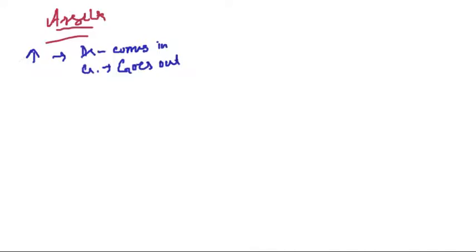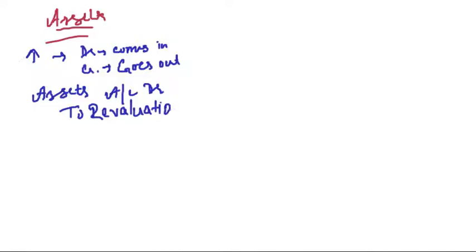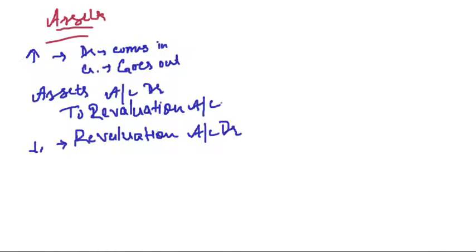Now if there is an increase in the value of an asset, whether the asset is coming in or going out, the asset is coming in, so we will debit the asset account. We'll say asset account debit, and to revaluation account. We'll open one new account, that is revaluation account. Clear? Similarly, if there is a decrease in the asset, now in this case the asset is going out, the asset will be credited and revaluation account will be debited. We'll say revaluation account debit to asset account. Clear?